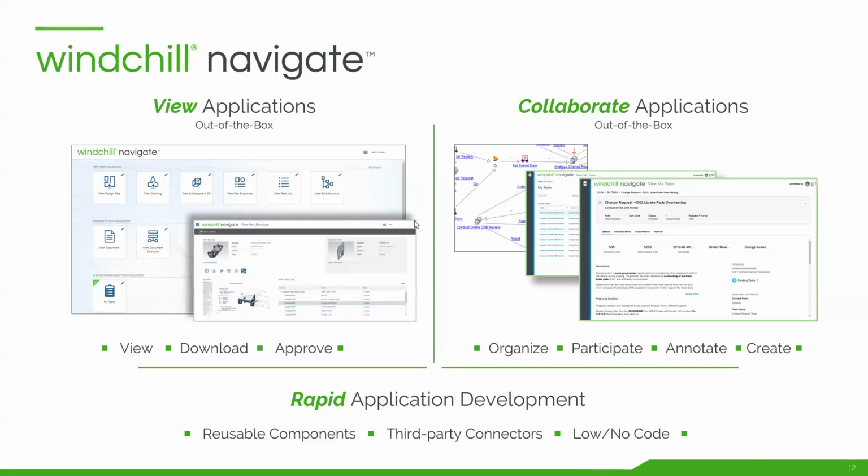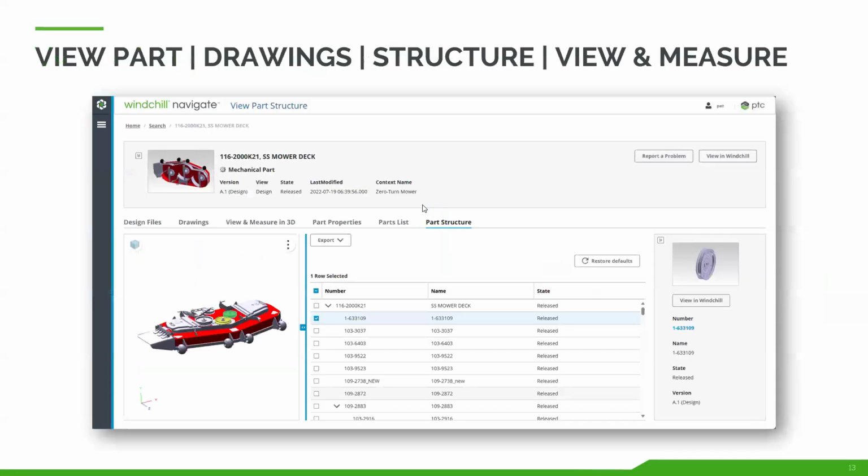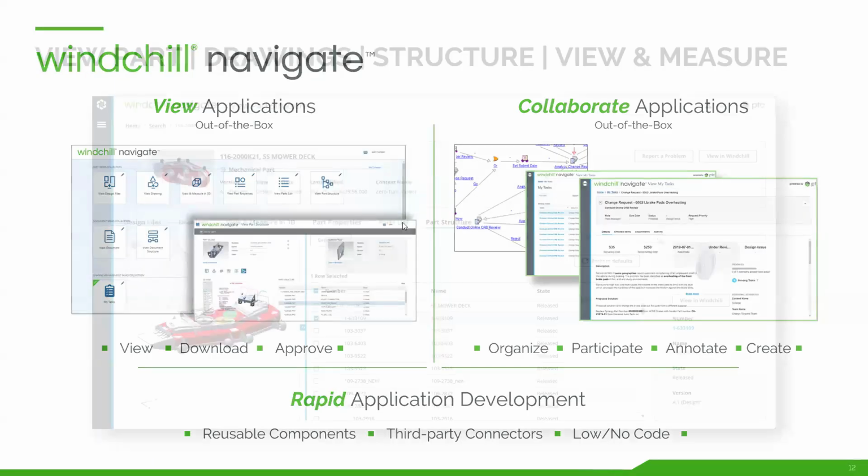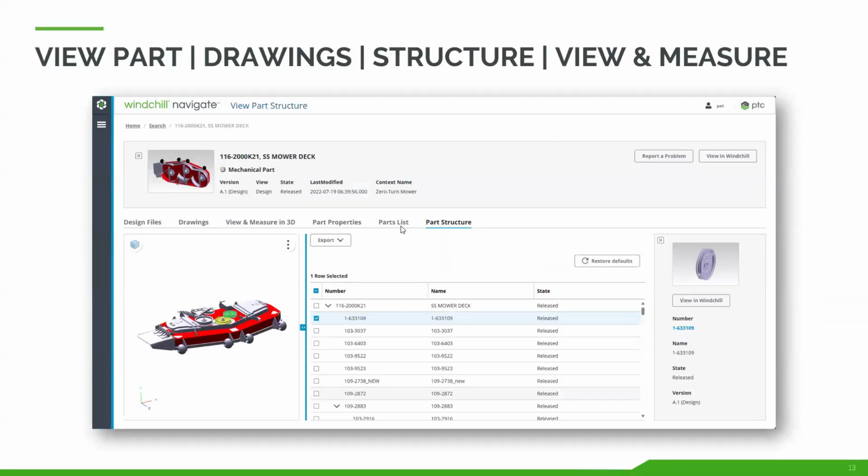So I'll give you kind of an overview of the view and collaborate. The ones that I think are the highest value, there's definitely different capabilities, but I'll kind of focus on where I'm seeing the biggest opportunity. And the first one is just the view part drawings, part structure, and view and measure. And what we have with these apps, and I'll show it live here in a second, is once you search for that assembly or part that you're looking at, it's very interactive, and you have the ability to kind of move throughout this interface and look at things like go from a part structure to a parts list. You can look at design files if there are any drawings that are generated for it.